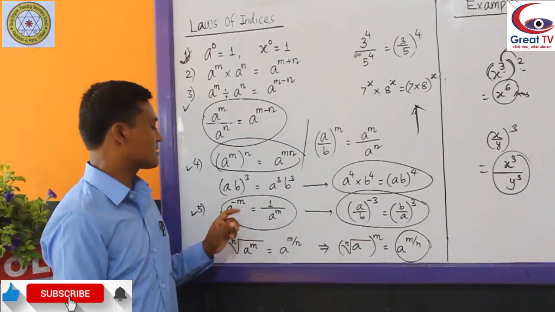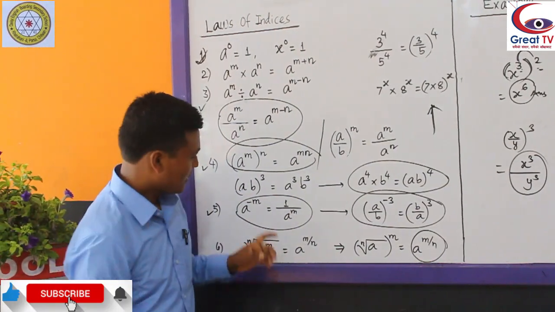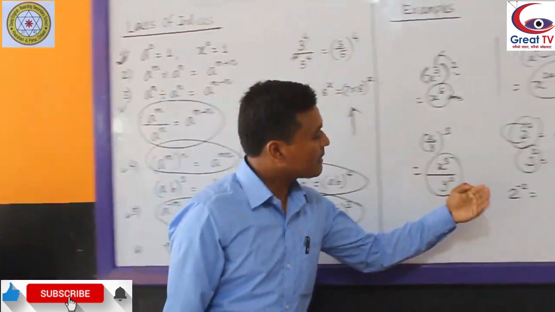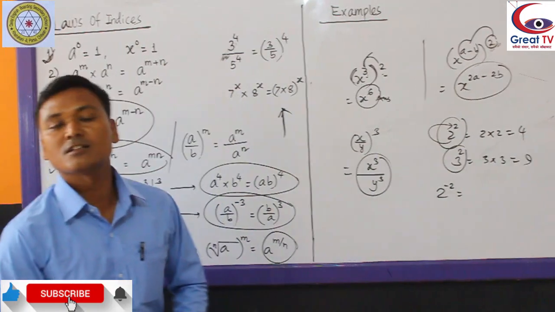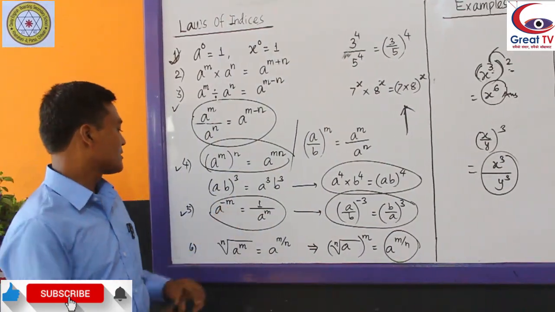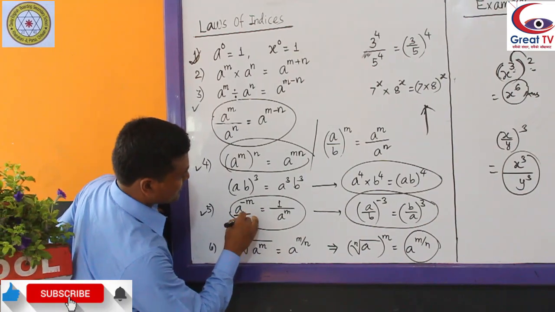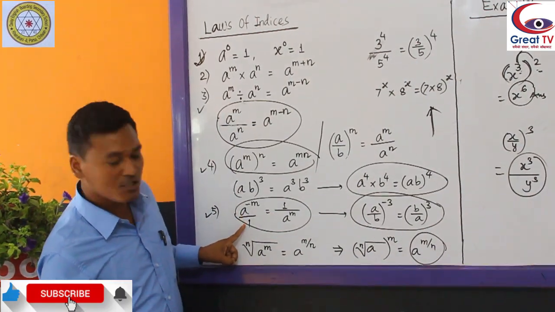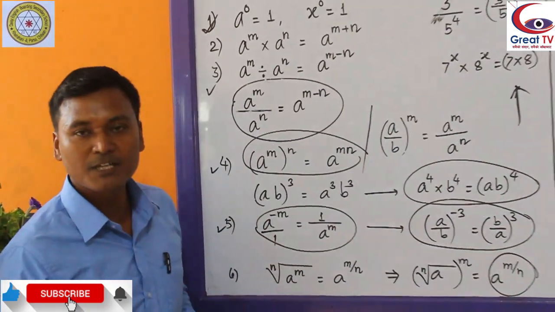That is, a to the power minus m means a to the power m. So while calculating the value of this type, we must change the negative power into a positive power. Here it is given in the numerator, and it has no denominator. It means 1 can be written.